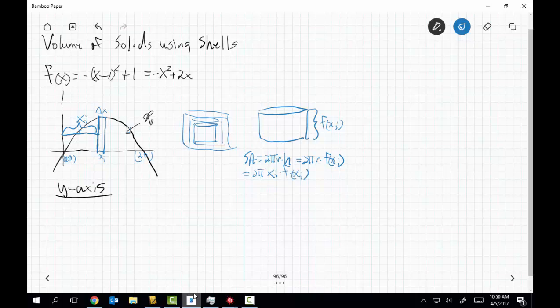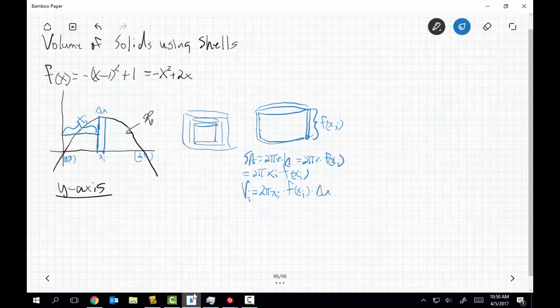If I want the volume, what would the volume be? How do I make a volume? Well, I add a thickness to it, right? I add a thickness to it, and then I run that thickness through 360 degrees with it. So where does the thickness come from in this little graphic? Well, it should be pretty easy to see that that's 2 pi x sub i times f of x sub i times delta x.